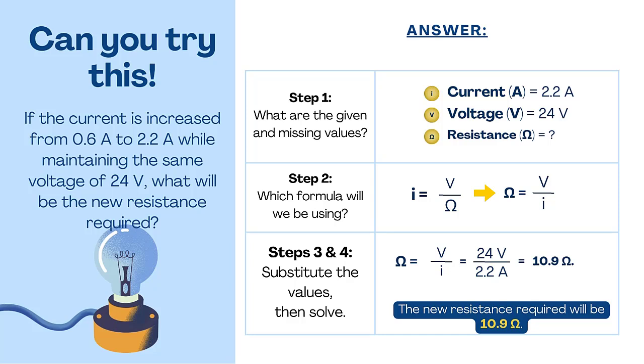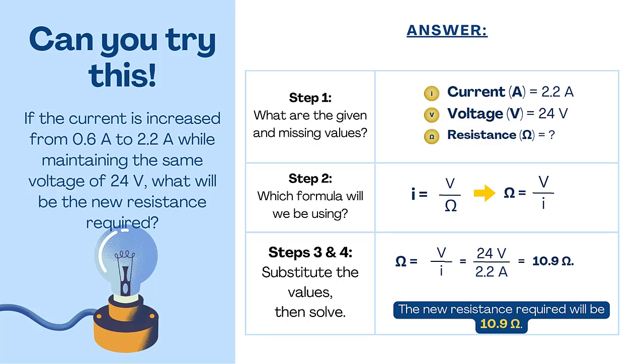Step 1. What are the given and missing values in the question? Step 2. Which formula we'll be using? And next, step 3 and 4, substitute the values and solve the problem. So we can start with step 1. Current 2.2 ampere already given. Voltage we know is equal to 24 volt. So we want to know what is the resistance used in the circuit.